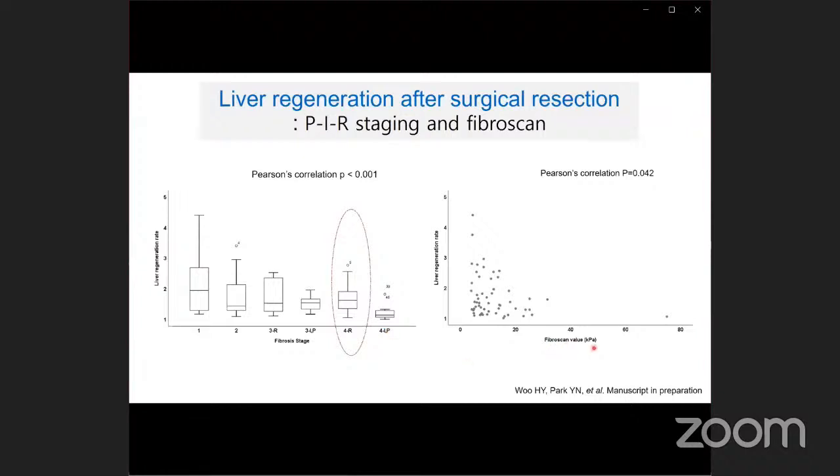And the FibroScan number is well correlated with the liver regeneration rate. So PIR staging is considered to represent liver regeneration and is well correlated with the fibrosis score.